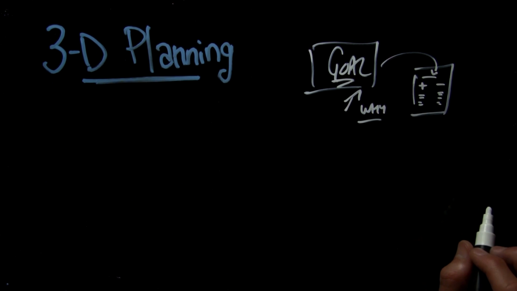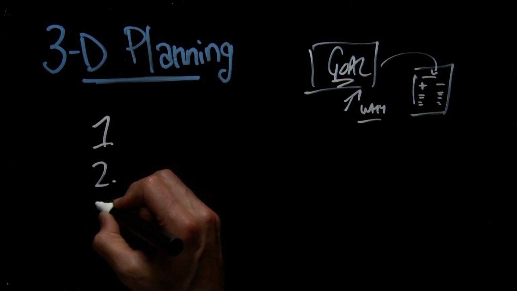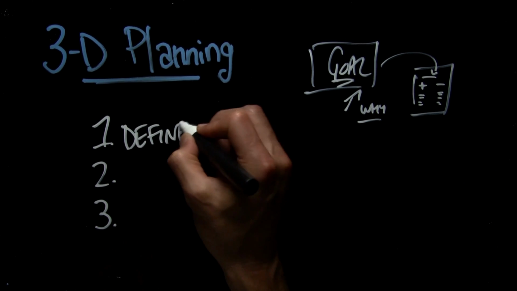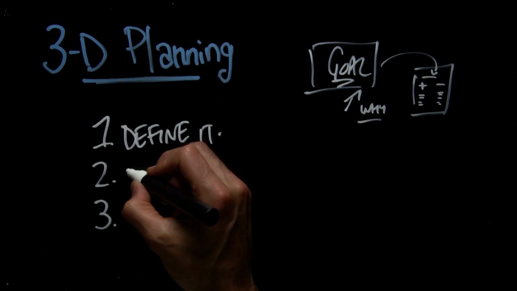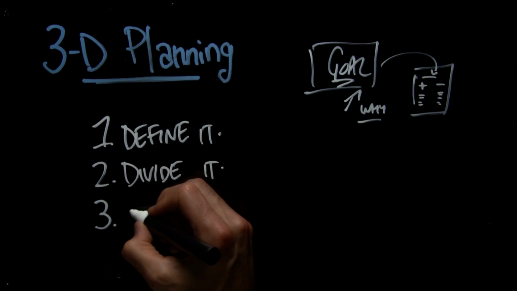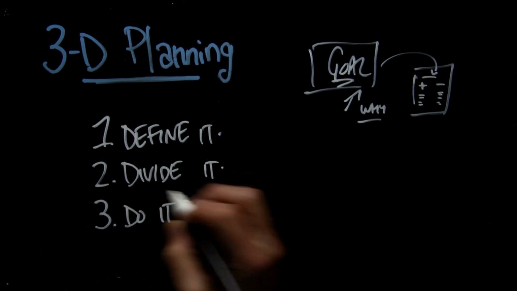Now we need to do some 3D planning. Three-dimensional planning. What does that mean? It means you take the 3 Ds and you rock it. The first D is you define your goal, define it. Second one is you divide it. And the third D is you do it daily. Let's look at each of those.